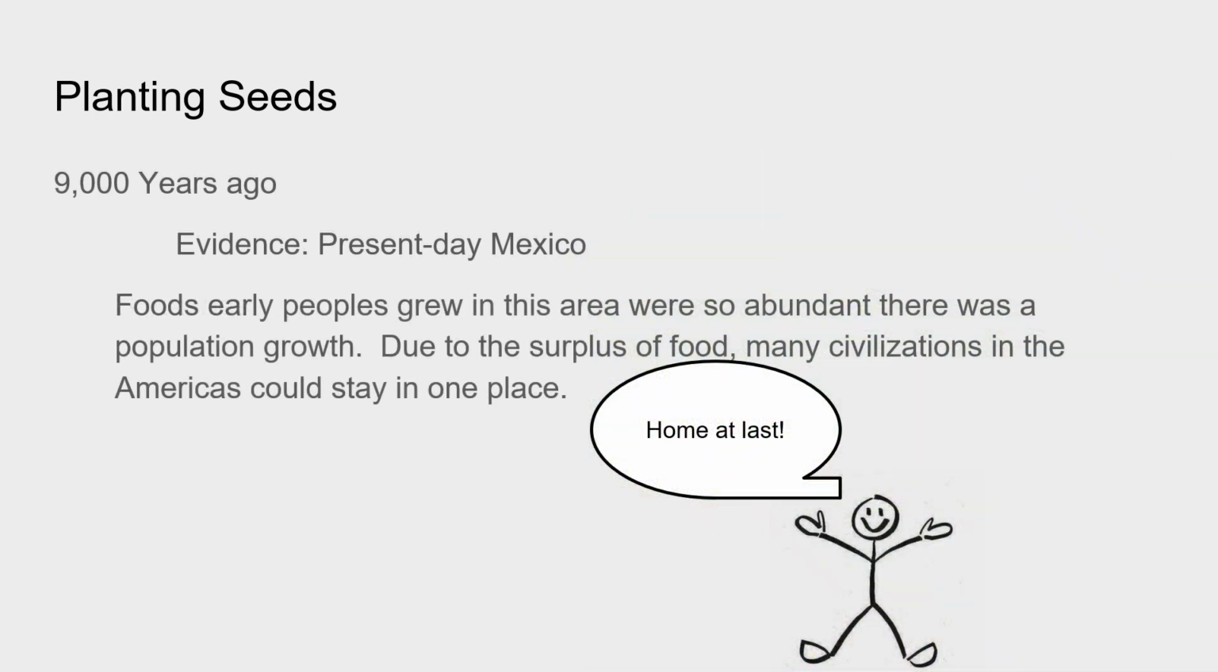And they were happy that they were able to have an abundance of food, so their population grew. And the surplus of food meant that civilizations could stay in one place. Now, that does not mean that every civilization decided that they were going to just stay put. We did have some nomadic tribes in the early 1400s, even late 1400s. You had tribes that were nomadic, seasonally nomadic.